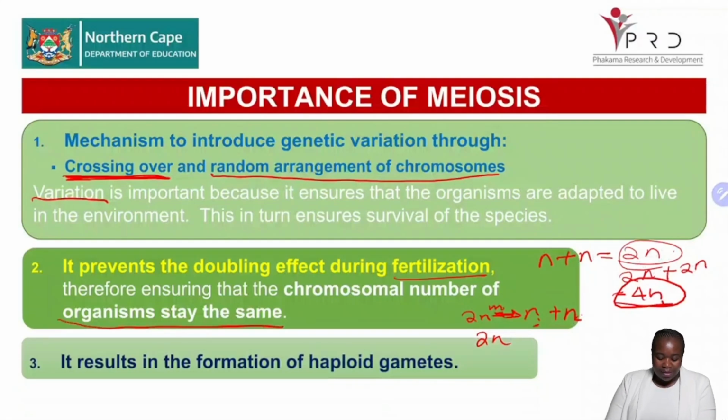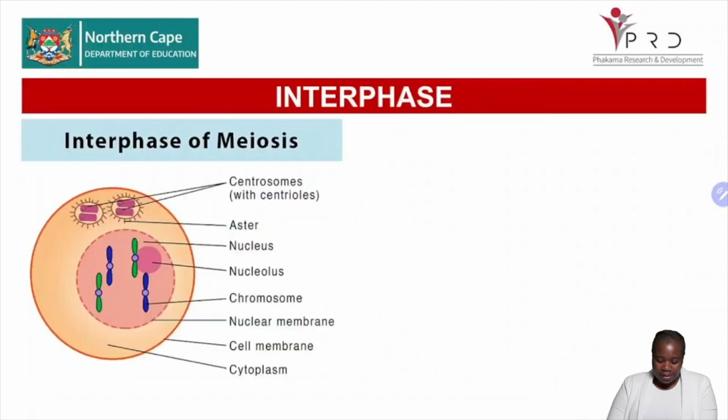Lastly, meiosis results in the formation of haploid gametes. Remember, haploid simply means cells with half of the chromosome number. So it makes sure that the gametes or the sex cells are haploid, which we are referring to as the sperm cells and the ovum.